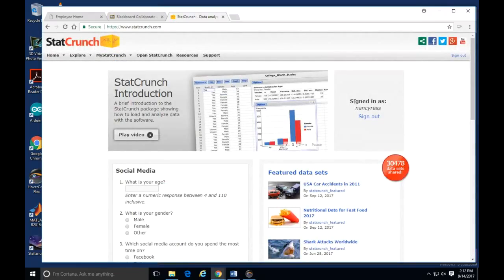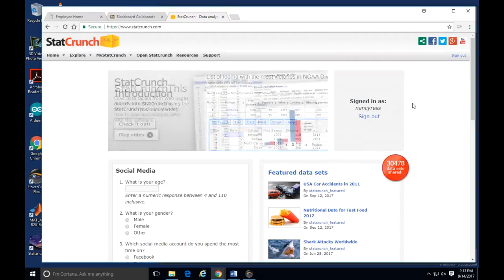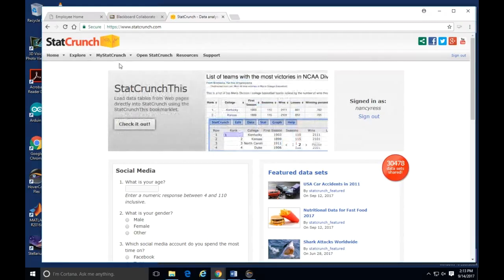This should take you to a page that has you sign in. To sign in, you'd use the same login ID that you used to sign into Blackboard. I'm already signed in, so it took me directly to this page. If you're worried about being able to use StatCrunch during your exam, I would test this out ahead of time and make sure that you know the right login ID and password to sign into StatCrunch outside of the MyStatLab program.